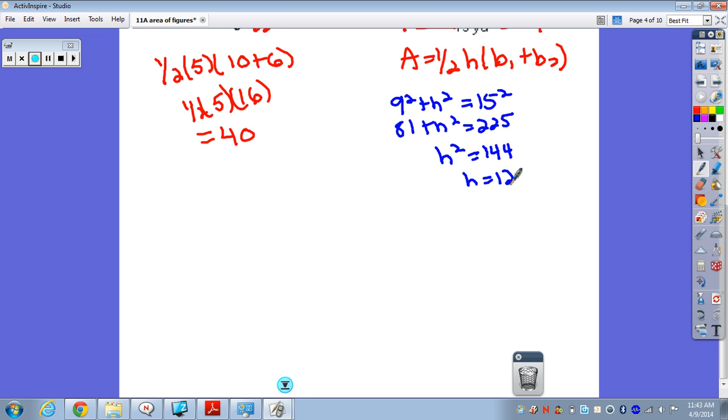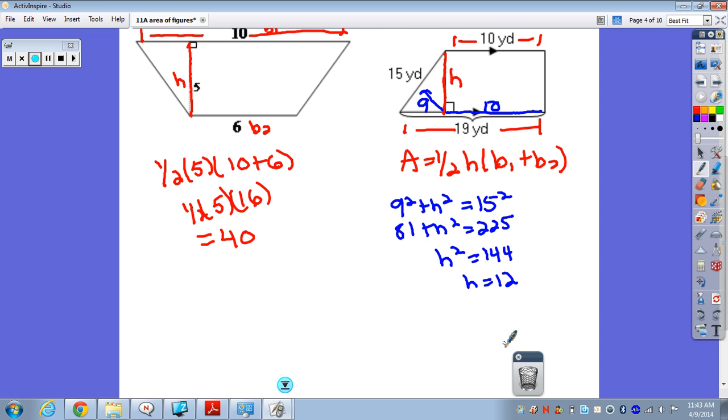So we get h to be 12, and now we're going to plug it into our formula. So the area is 1/2, the height, which is 12, and then my two bases, which are 19 and 10. You still need to use the entire length for the bases. And then we're going to multiply this out. And if you multiply that out for the area, you should get 174.